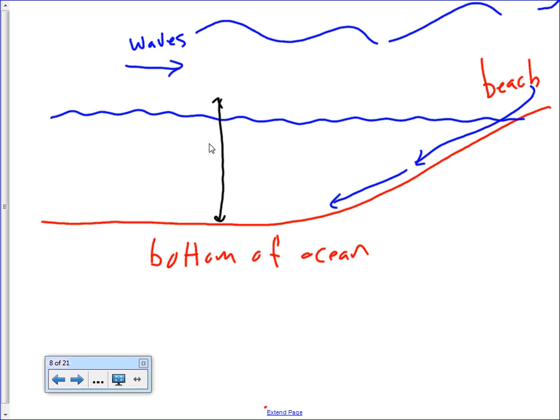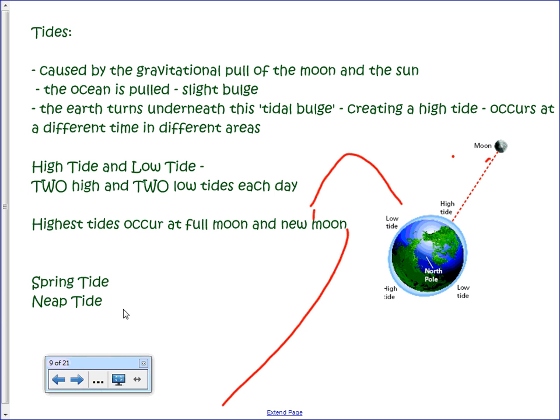All right, questions about any of that? Pretty straightforward. You probably saw some of this stuff in 6th grade. That'll be on Friday's quiz. Piece of cake. Excellent. Let's go on to the trickier part, which is tides.